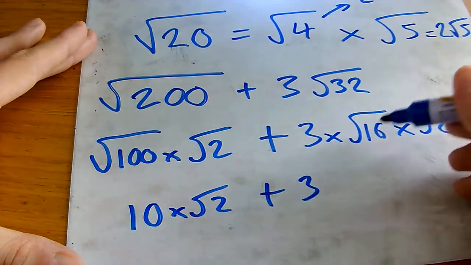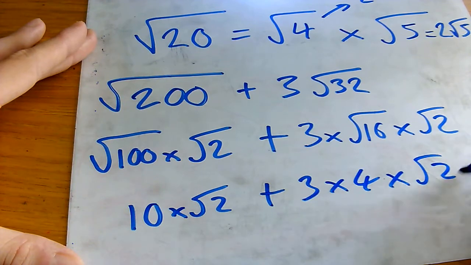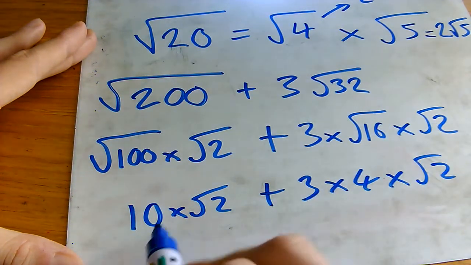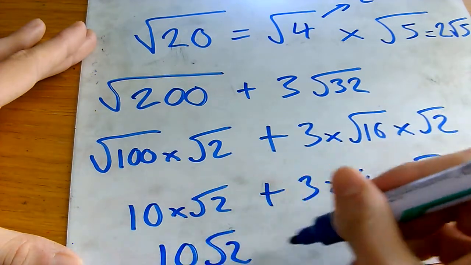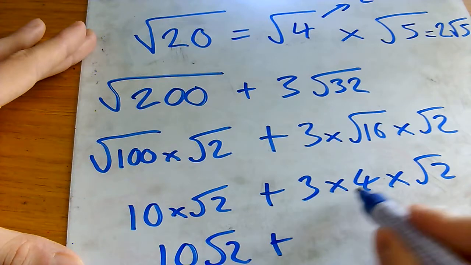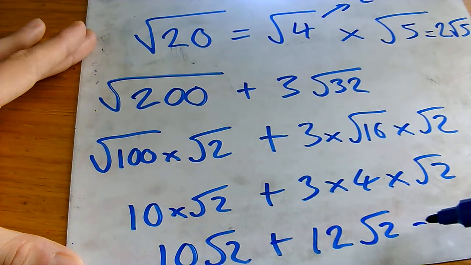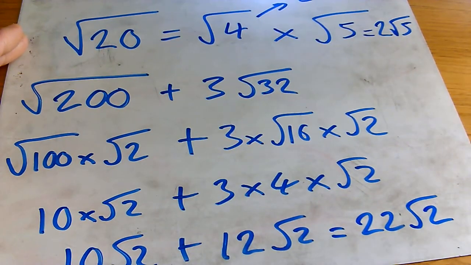Add 3 lots of, well, that's going to be 4, times root 2. So it's not root 4. Root 16 is just a normal 4. So now we've got 10 root 2's plus, well, that's going to be 12 root 2's, and now we can add these together for 22 root 2's.